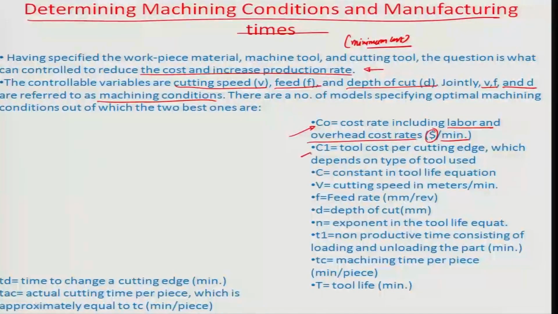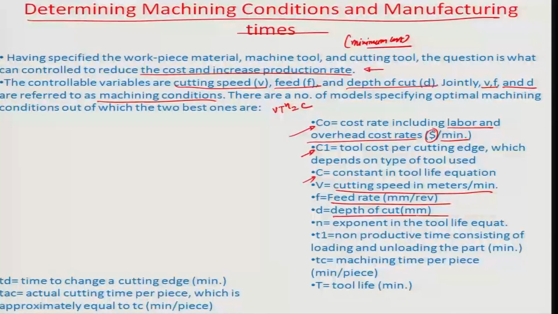You also have a tool cost per cutting edge, C1, which depends on the type of tool that you use. It may be an expensive tool which has slightly higher tool life, so C1 may be higher in that particular case. C is obviously a constant in the tool life equation V t to the power of n equals C. V is the cutting speed in meters per minute. Let us assume F to be the feed rate in millimeters per revolution, D to be the depth of cut in millimeters, and we are trying to evaluate a CNC turning process in this particular case.